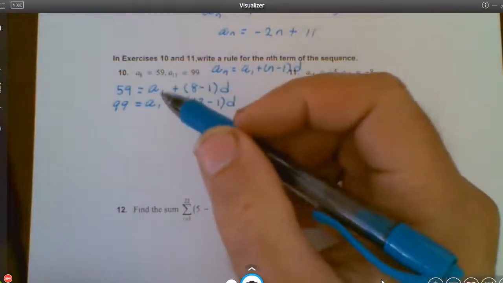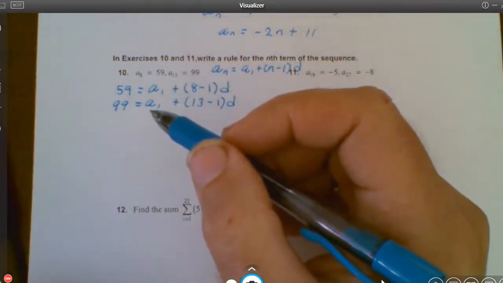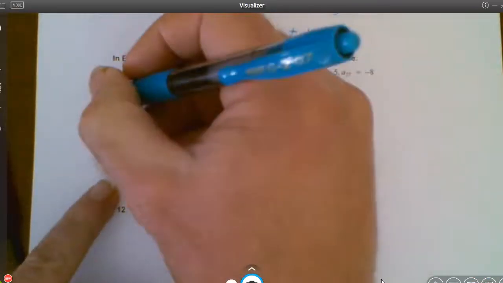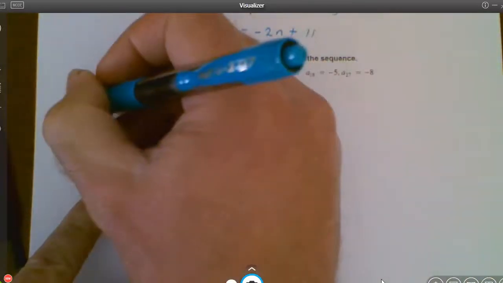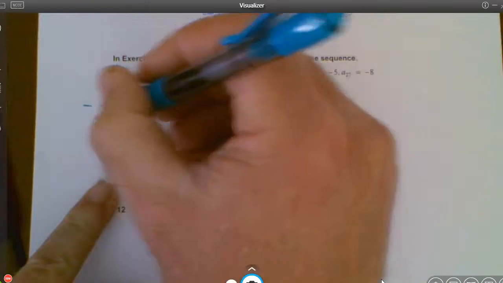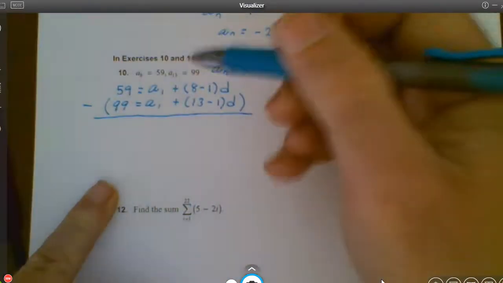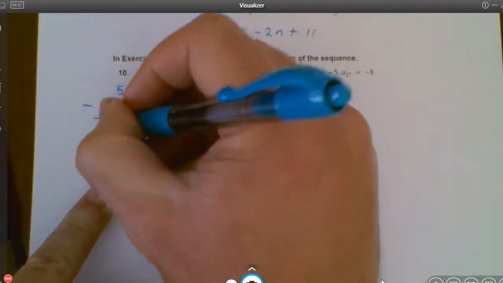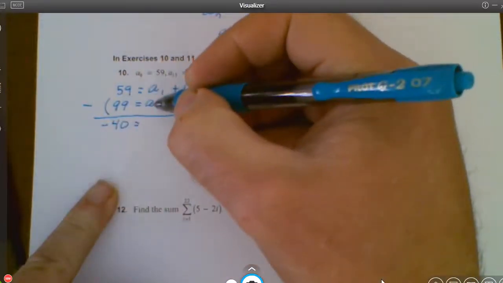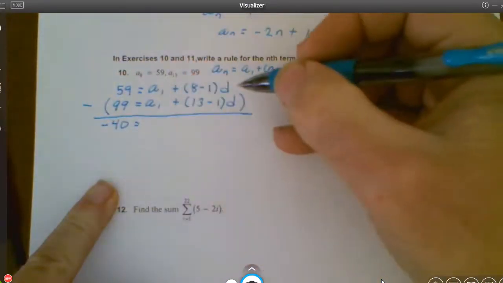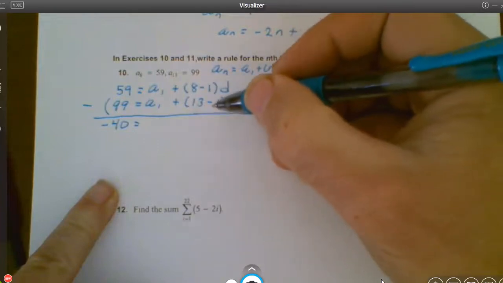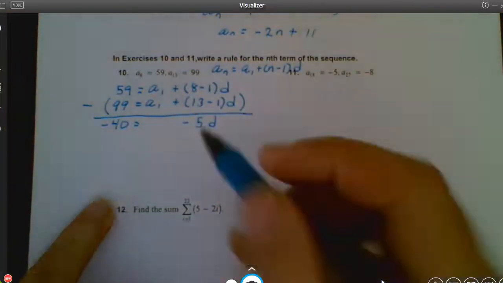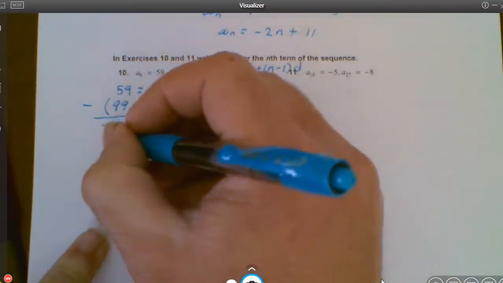In solving a system, remember you have things like substitution, elimination, things like that. Elimination works like this. You guys see those are the same. So all I have to do is subtract. So this is my elimination process that you guys learned a long time ago. I'm just subtracting everything straight down. So 59 minus 99 is -40. A1 minus A1 is nothing. Those guys cancel. Right here I have 7d minus 12d, which is -5d. And so if I divide this over to the other side, I can see that my common difference is 8.